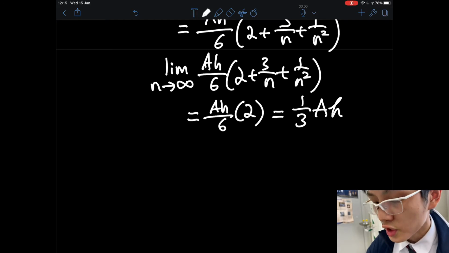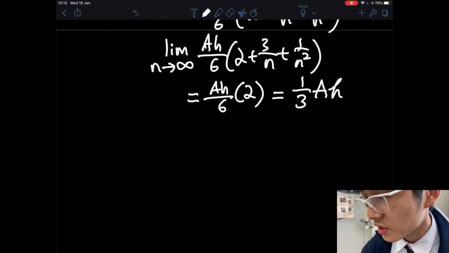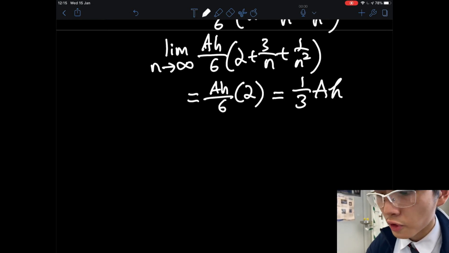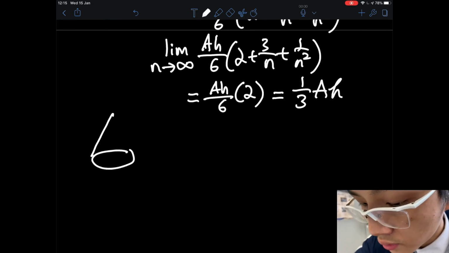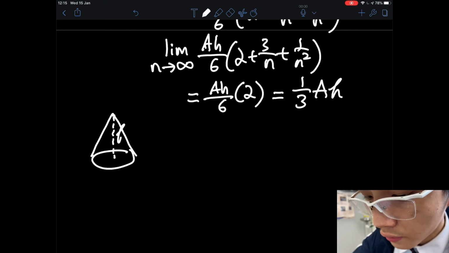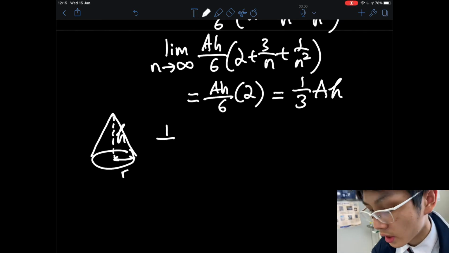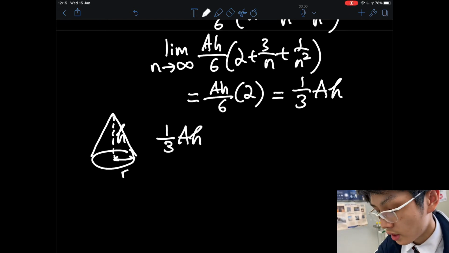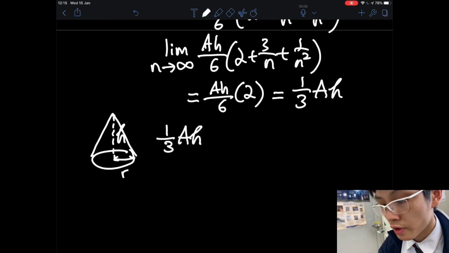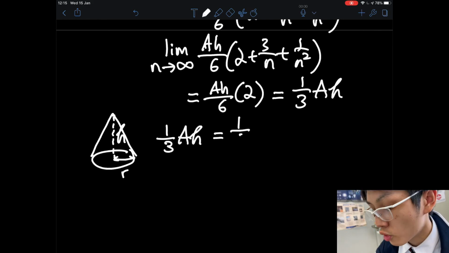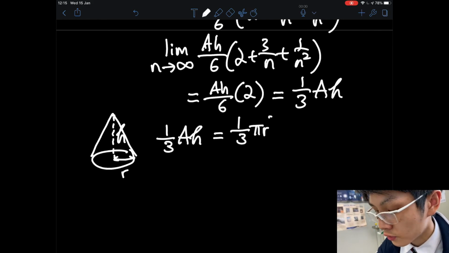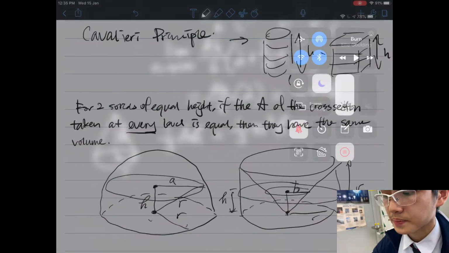And since we never specified what the shape of the base would be, we can extend that to work out the volume of a cone using the same principle. If this was a cone with height h and radius r, then using this formula we would get 1 over 3 A h, and we know that the area of the circle is pi r squared, so the formula for the volume of the cone would be 1 over 3 pi r squared h.